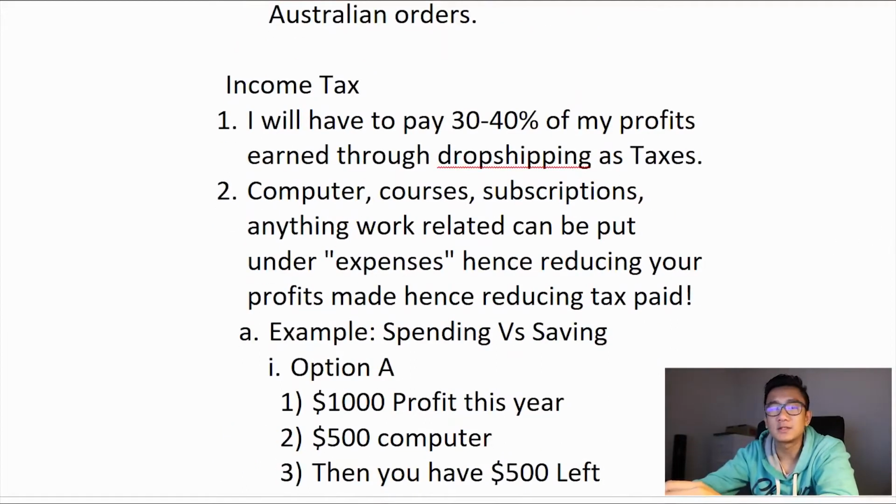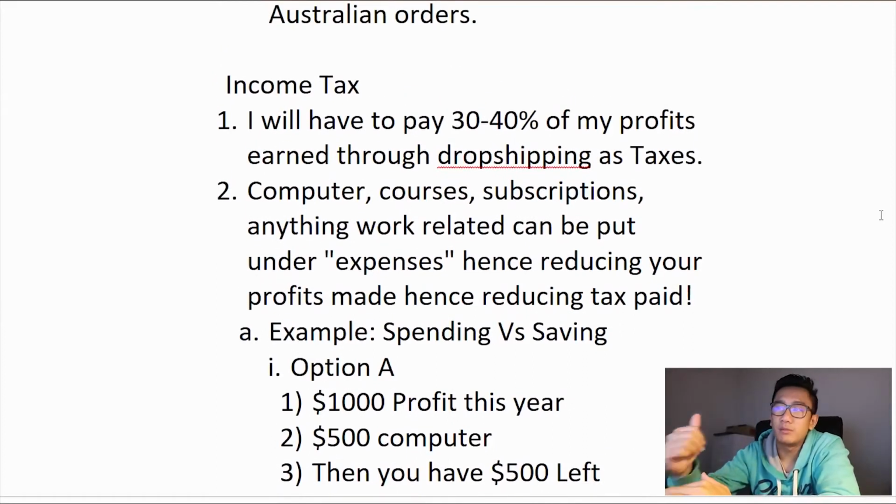Next, income tax. This is different. This is tax on how much I earn, my profits, etc. If you're a sole trader, the sole owner of the business, you're going to have to pay tax on your net profit. In Australia, I'm going to have to pay 30 to 40% of my profits earned through dropshipping in taxes.